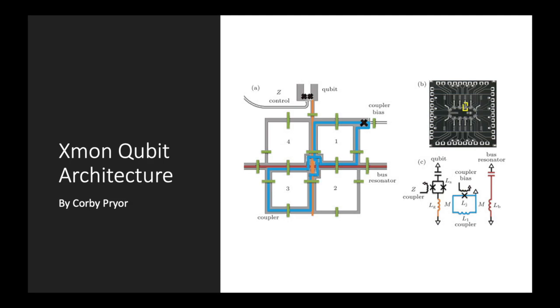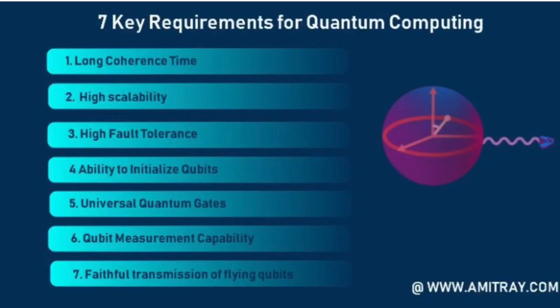Hello, ESC523. This video will give you an overview on Xmon qubits, which is a superconducting charge qubit that's pretty important and relevant for error correcting circuits. But before going into the details of the Xmon, I just wanted to pull up DiVincenzo's criteria for a universal quantum computer, so you can keep these in mind throughout the presentation.